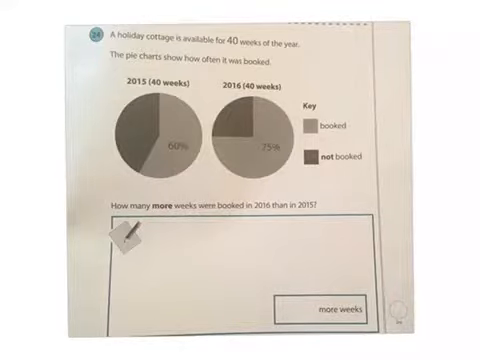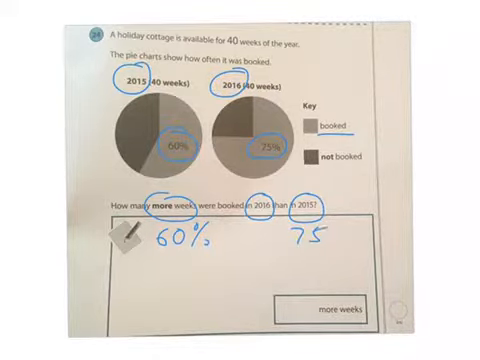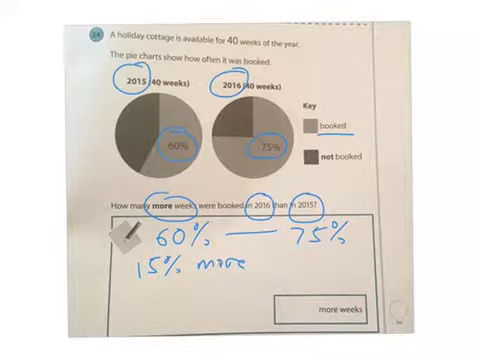Right, this question is saying how many more weeks were booked in 2016 than 2015. Okay, 2015, 60% were booked. 2016, 75% were booked. So that's 60%, 75%. How much more is that? So 60 to 70 is 10%, 70 to 75 is 5%. So it's 15% more.